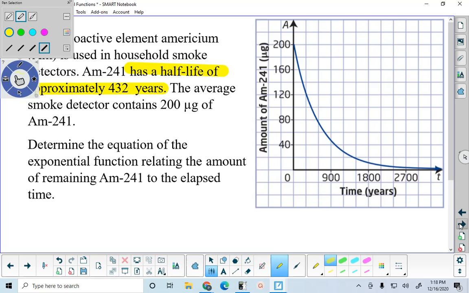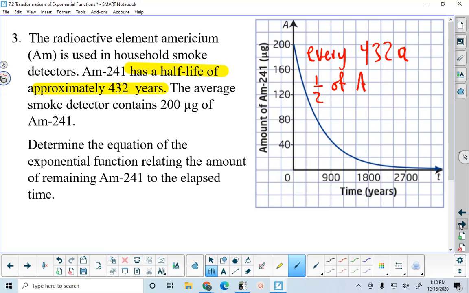What it means is every 432 years, A is the symbol for years, 1/2 of the material remains. It gets multiplied by 1/2 every 432 years. And I hope you understand that it doesn't start off with a certain amount and keep that amount, and then at 432 years, all of a sudden it all drops. It does so gradually.